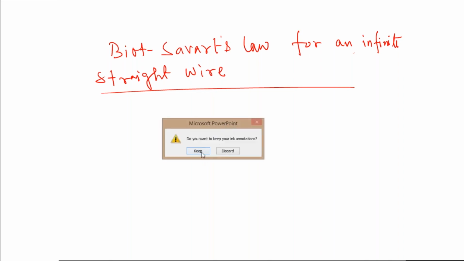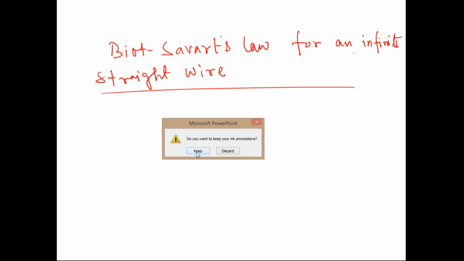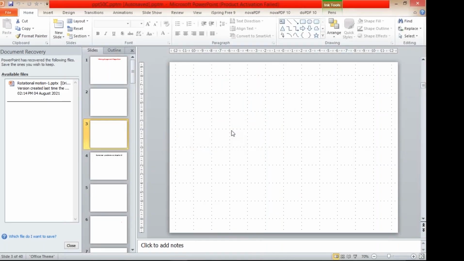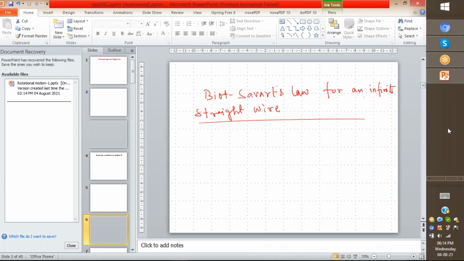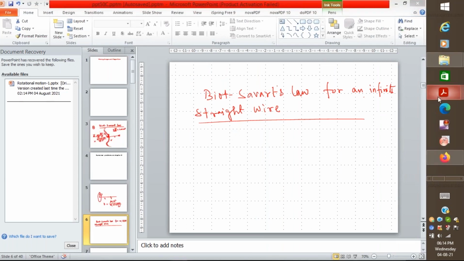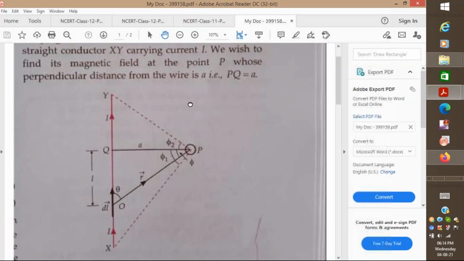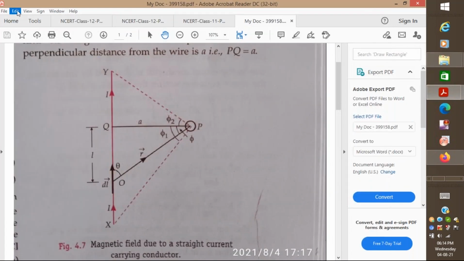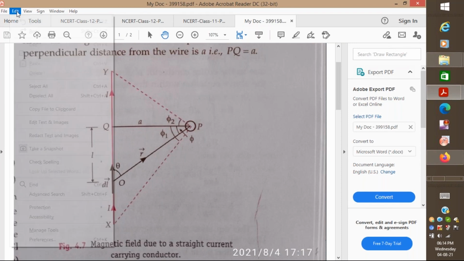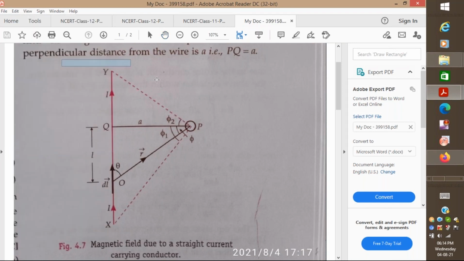So let me show you the PDF where I have the figures and everything. Let me just take this figure, that will allow me to save some time. Otherwise, I have to draw all the way. So I'll take this figure.